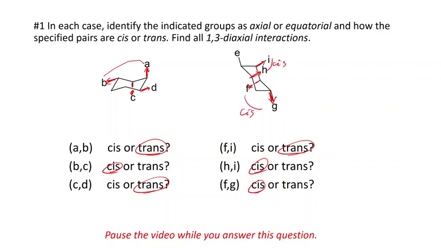Cis, cis, cis, cis. Here's another cis, by the way. Okay. Find all 1,3-diaxial interactions. Well, these are axial interactions that are in the same direction on the same side of the ring. So that's H and I. And there are no other 1,3-diaxial interactions. How'd you do on that?